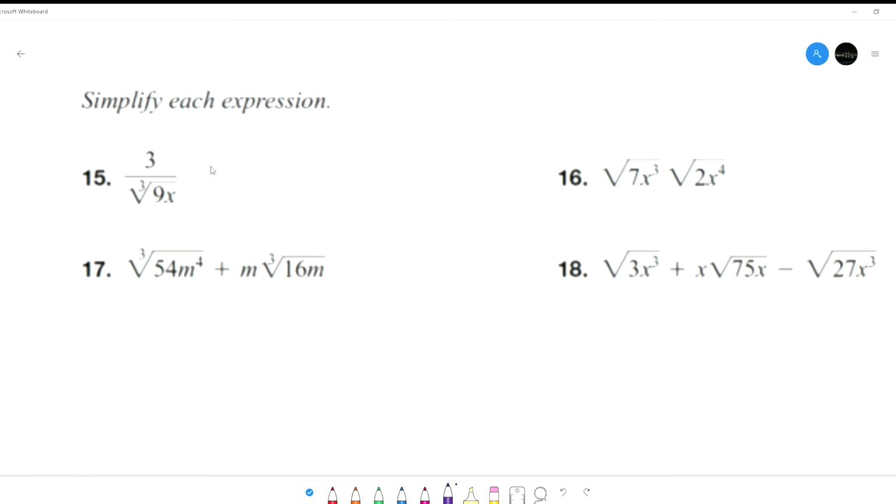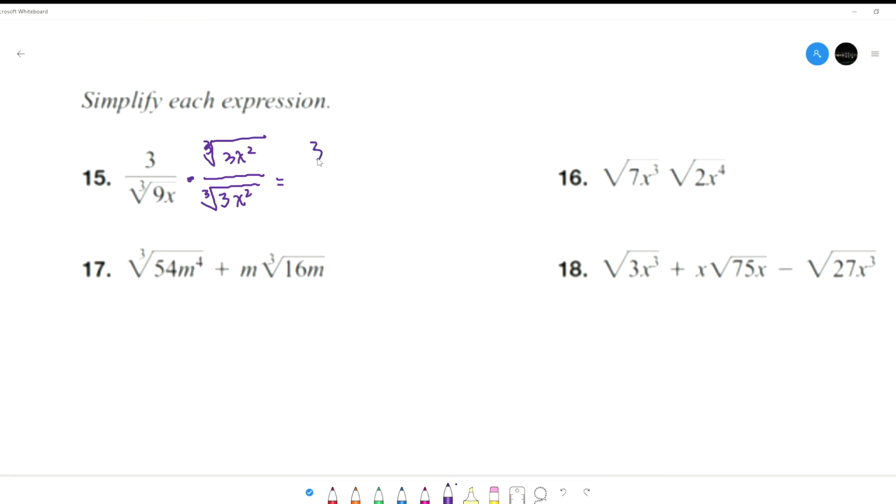3 over the cube root of 9x. Now I have to rationalize the denominator. So let me think about what the smallest cube is. And I know that's actually 27. So I'm going to multiply this by the cube root of 3 to get 27, and then x squared to get x cubed. So I have to multiply both the numerator and denominator by the same number.